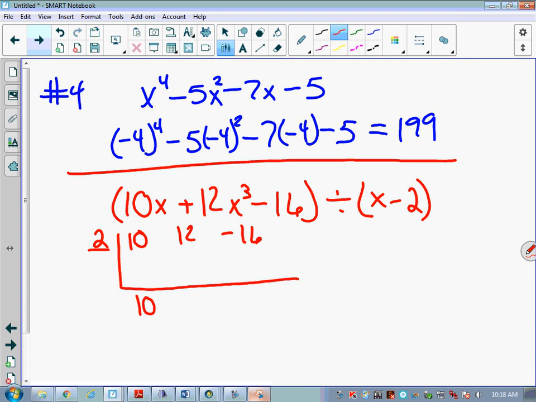Okay, now what? 2 times 10 is 20. Okay. Add it. 32. And get 64. Okay, subtract 16 from 64. What am I getting? 48. Okay. Let's see. Now I want to, it just says divide. It didn't ask if x minus 2 is a factor. It just wants it divided. But what do I do with this 10, this 32, and this 48?